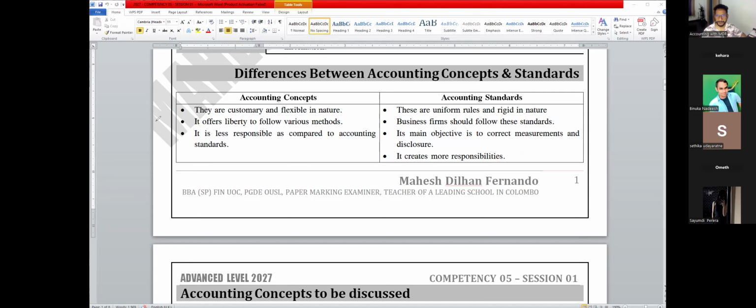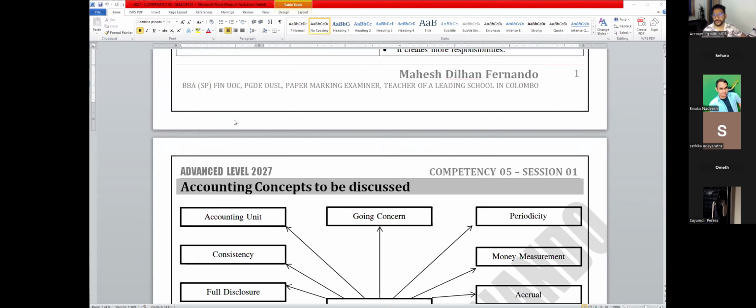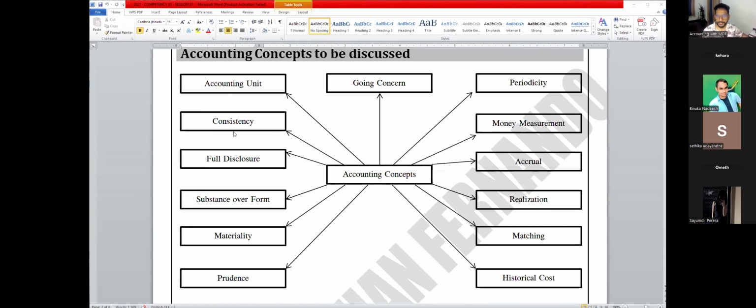Let's move to the next one. Page number 2. These are the concepts that we have to study and master according to the advanced level syllabus. Count and see, how many concepts are there? There are 13 accounting concepts.